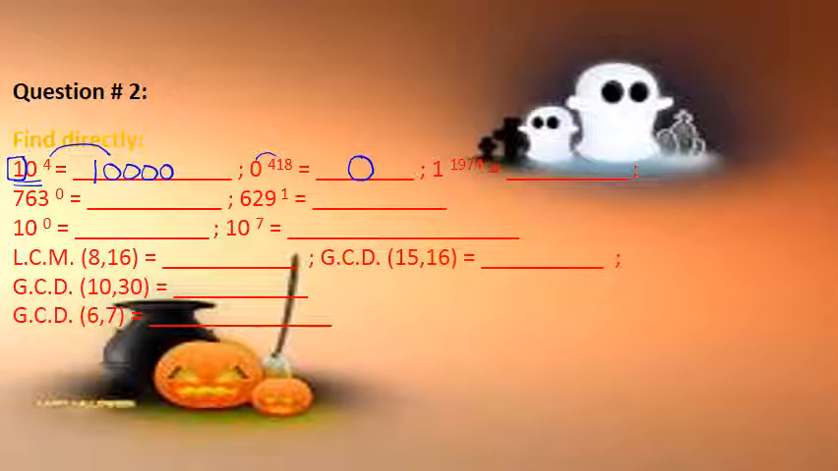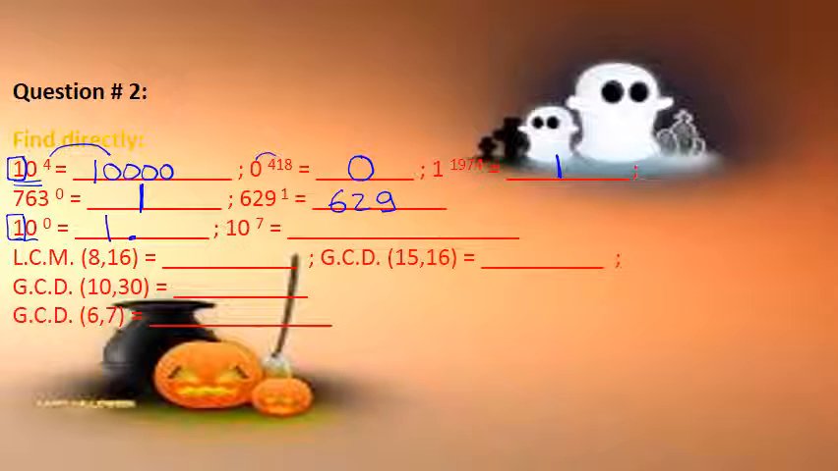Now 1 to the power 1974, also this is a rule. 1 to any power will always give me 1. Now 763 to the power 0, the answer is always 1. Why? Because when the power is 0, the answer is 1. 629 to the power 1, also this is a rule. Any number to the power 1 will give me the number itself, 629. Also, this is a power of 10, 10 to the power 0, so we take the 1 from the base. Because the exponent is 0, we do not add any 0, so the answer is 1.